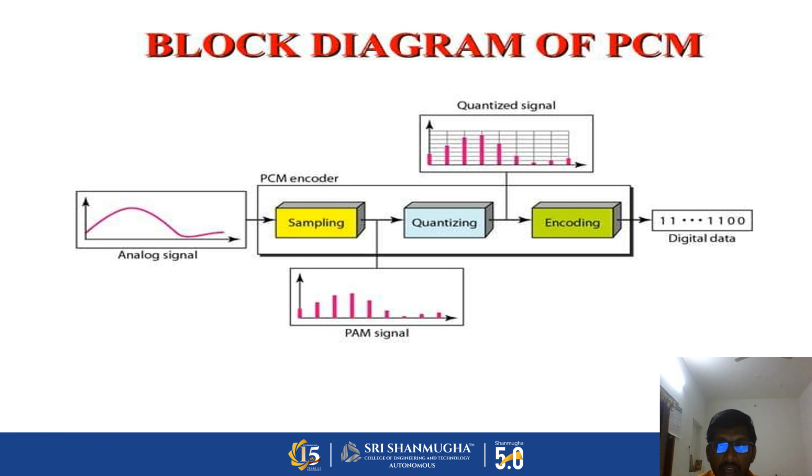So both the amplitude and frequency ranges of the signal are converted into digital signals. The digital signal is encoded in the encoding stage. So finally the digital data is received, like 1100 like this. So using the sampling and quantization methods, the analog signal is converted into a digital signal. The pulse amplitude modulation technique is also used in the quantization stage. So the amplitude of the pulse signal is converted into a digital signal. This is the block diagram of the pulse code modulation technique.